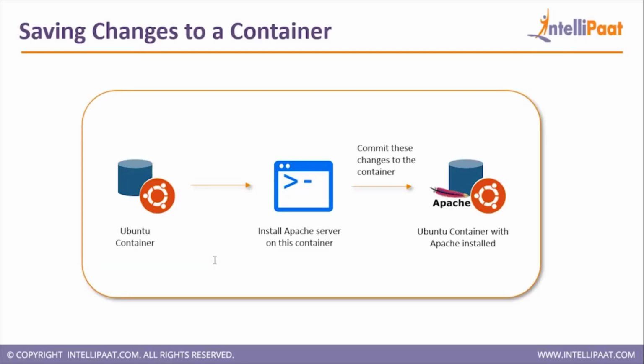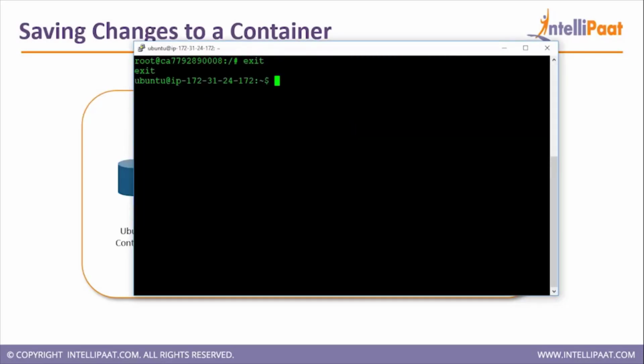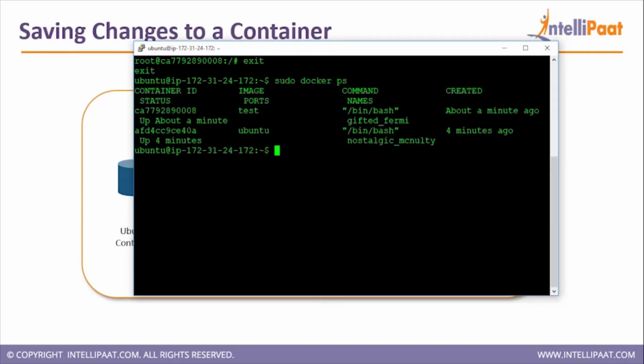All right, so now let's do this example. What we're going to do is run an Ubuntu container. We're going to install Apache on it. And once Apache is installed, we're going to save that container into an image. All right, so let's see how we can do this. So let's clear the screen. Let's exit this container and first clear everything up. So sudo docker ps. There are two containers running.